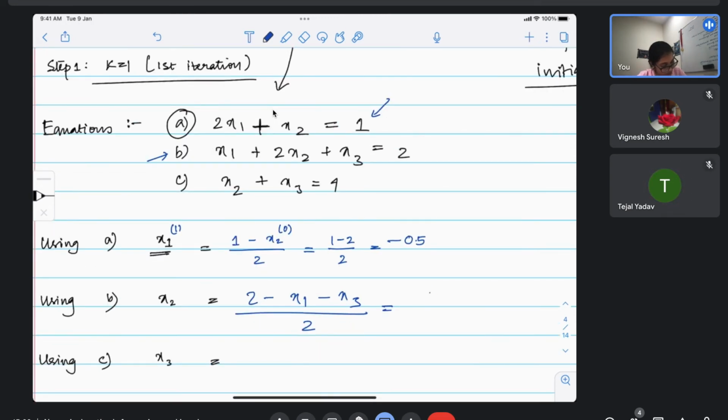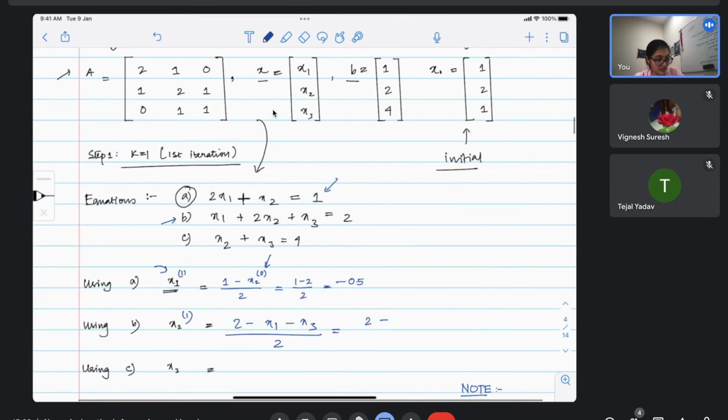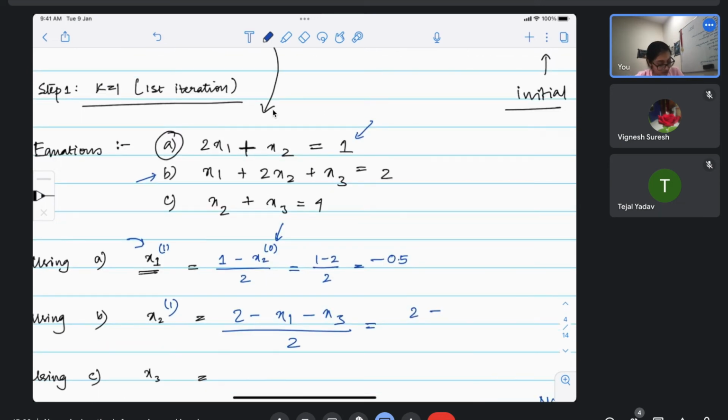I'll take a pause here and remind you that in this Jacobi method, when we are trying to find the first iteration of these values, we use only the values of x from the previous iteration. Just like when you were finding x1 of 1, you used x2 0, right? So x2 0 is basically the initial value of x's. So now, Tejal, this is going to be x2, x1 0 and x3 0, right?